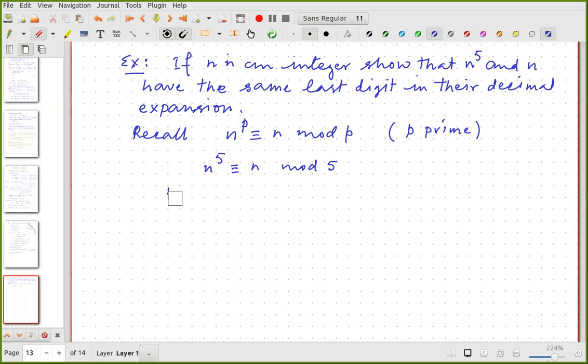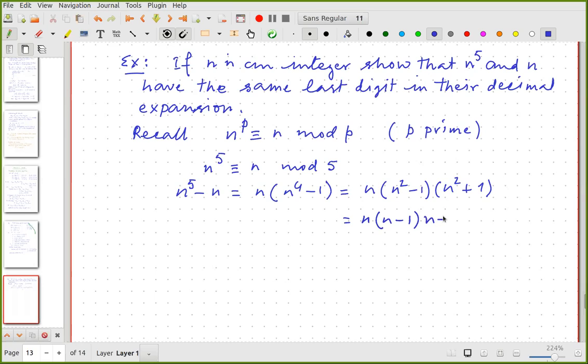What we would do is write n to the 5 minus n as n into n to the 4 minus 1, and that would give n into n square minus 1, n square plus 1, and n into n minus 1, n plus 1, n square plus 1, and that is definitely even.